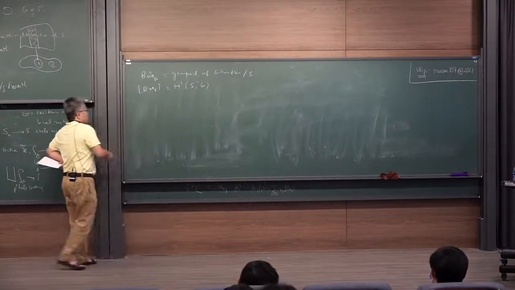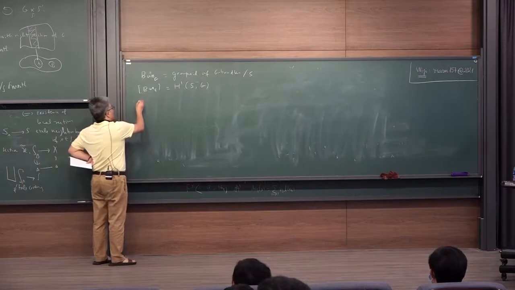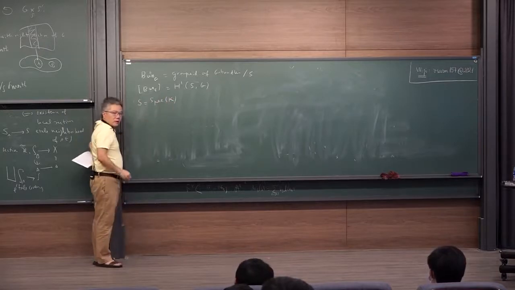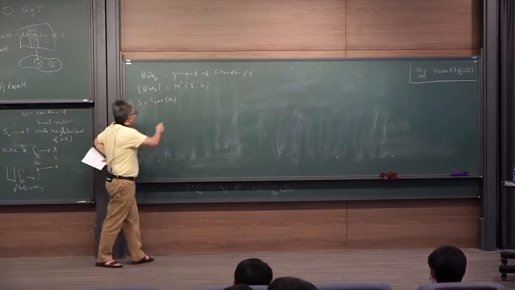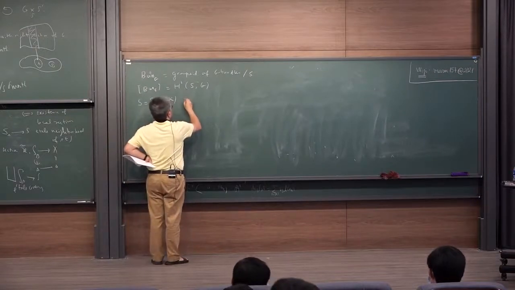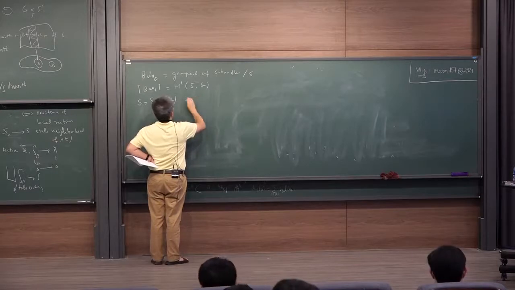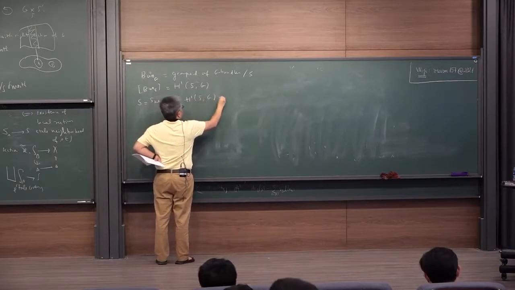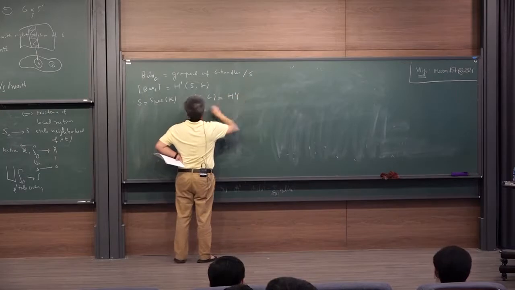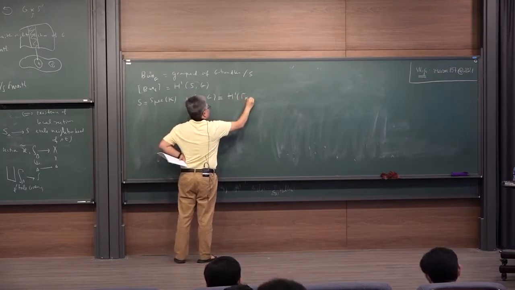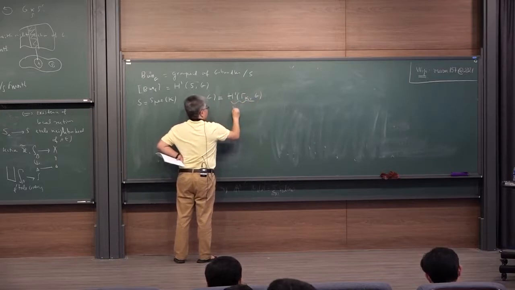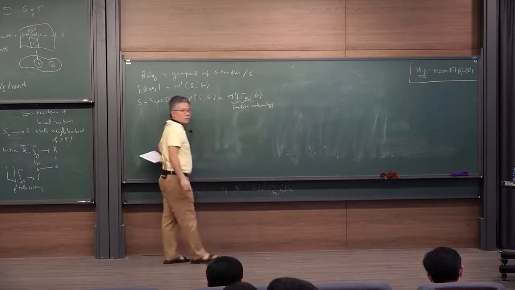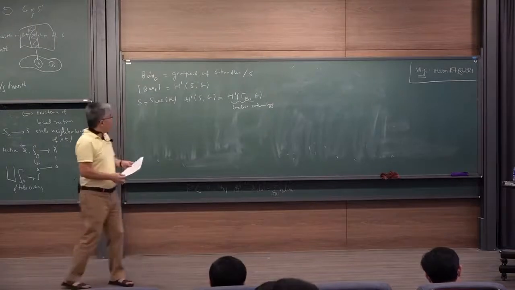Because in arithmetic, in number theory, you look at H1 over the spec of the field, some field K. We'll explain why this is the same thing: H1 of S, G is the same thing as H1 of Gamma K of G. And this is the first cohomology of Gamma K of G. So how can we go around?